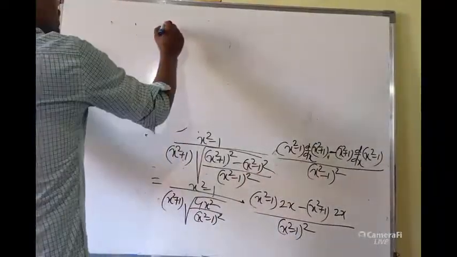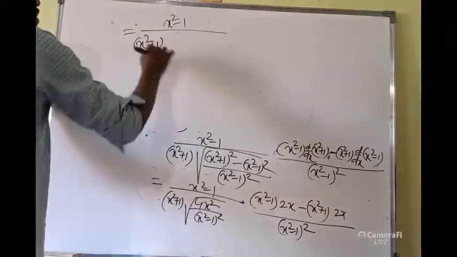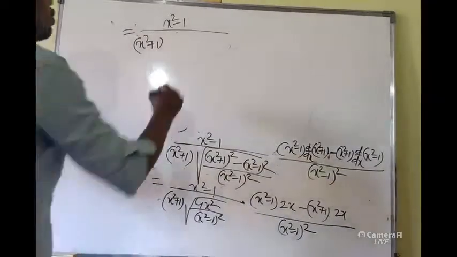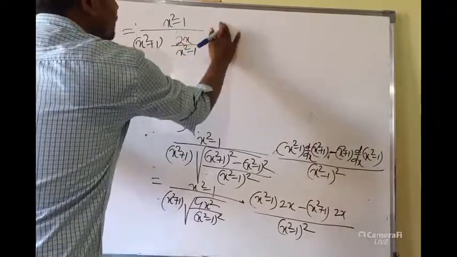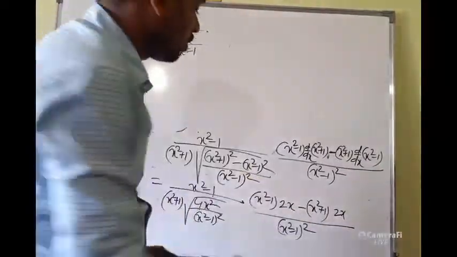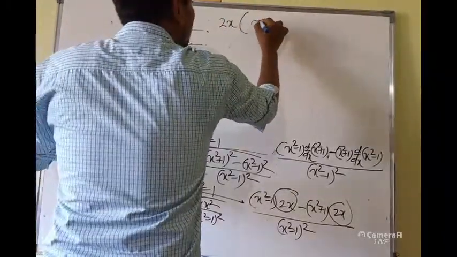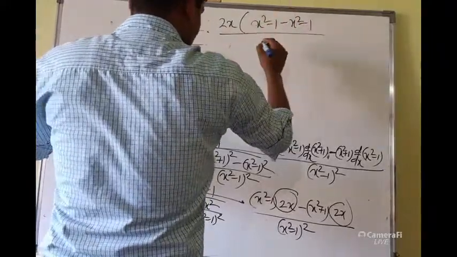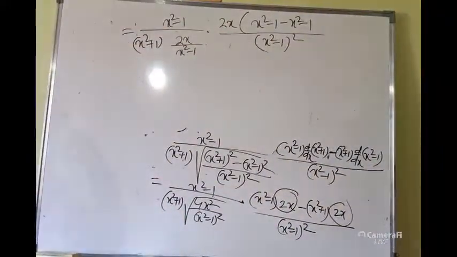Now x square minus 1 and here x square plus 1. Here the square root of 4x square by x square minus 1 is 2x by x square minus 1. And here we take 2x as common. Now this becomes x square minus 1 minus x square minus 1, divided by the square of x square minus 1.